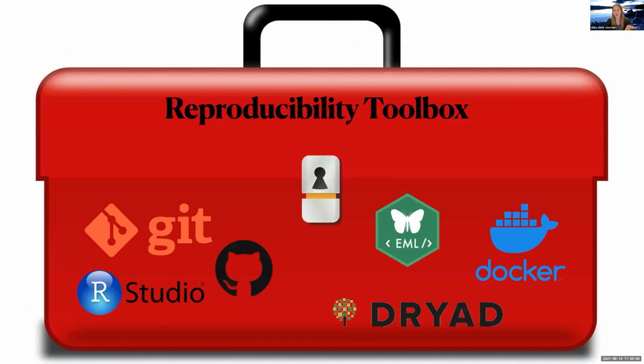Okay, so maybe you're on board with reproducibility now, but you're wondering, how do I actually make my science more reproducible? And so there are lots of different tools that you could put in your reproducibility toolbox, and I've just put a few examples here. So for example, you might use the Dryad repository to publish your data. You might use ecological metadata language for creating metadata, or you might think about using Docker containers to ensure that your code will run on any computing environment. And today I really want to focus on this left side of the toolbox.